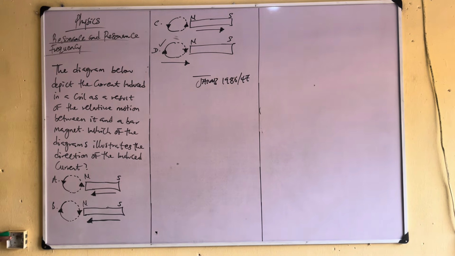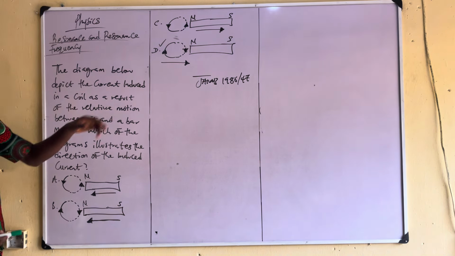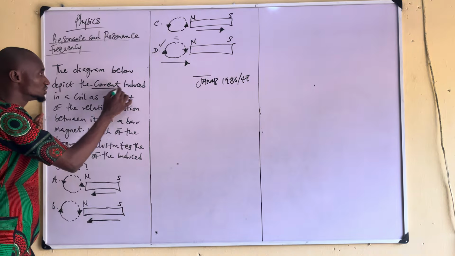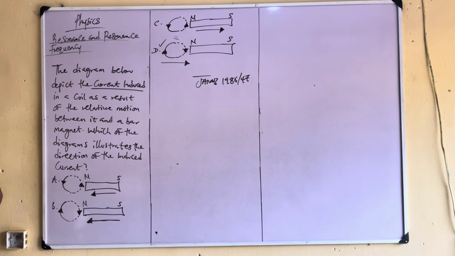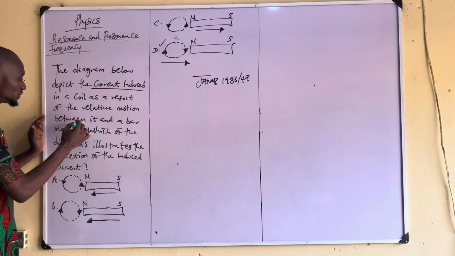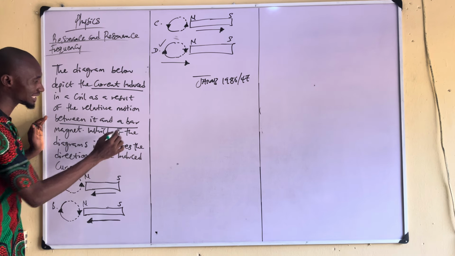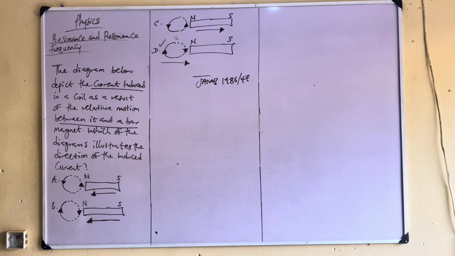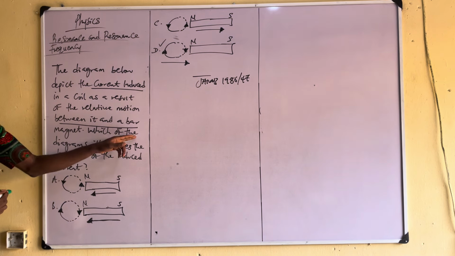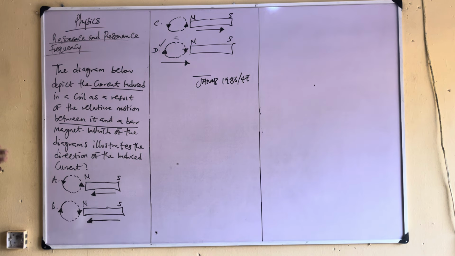But the question said the diagram below depicts the current induced. We are looking at the current induced in a coil as a result of relative motion between it and a bar magnet. Which of the diagrams illustrates the direction of the induced current?